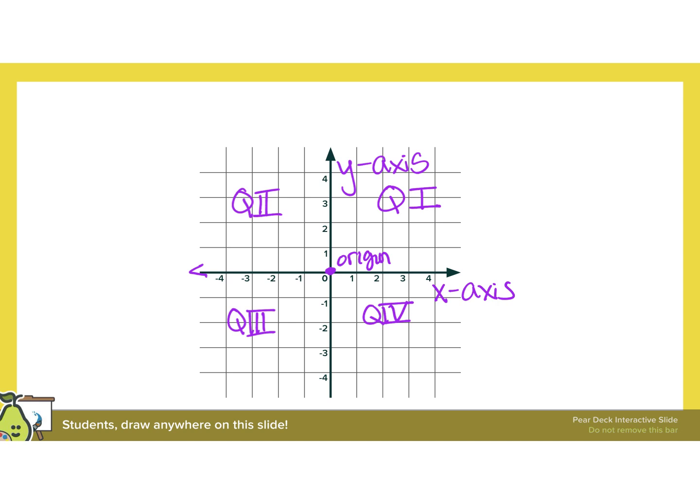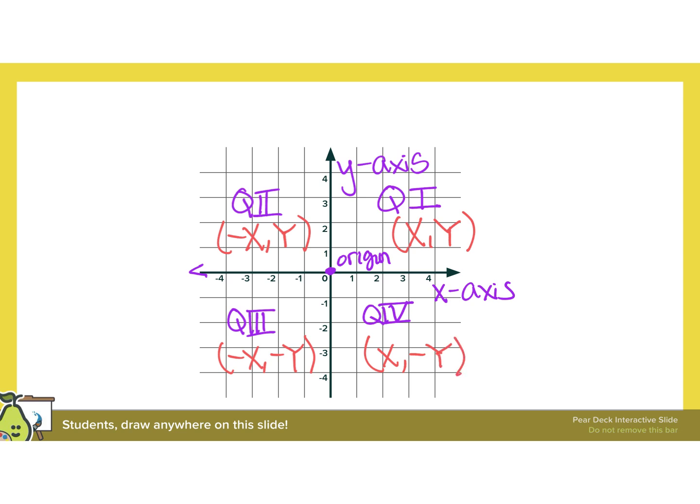Now, we're going to describe what the points look like in each quadrant. And it might not make sense now, but it will in a moment. So in quadrant 1, it's just x, y, meaning both the x and the y are positive. In quadrant 2, it's a negative x, but a positive y. In quadrant 3, both x and y are negative. And quadrant 4 is a positive x and a negative y.